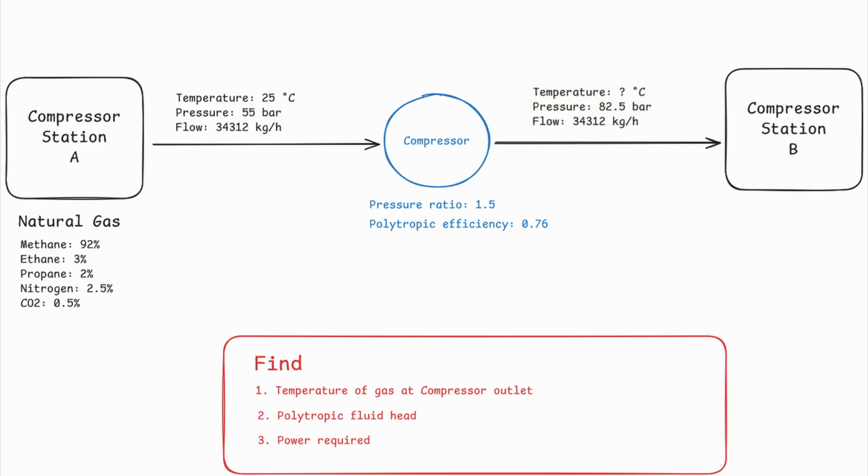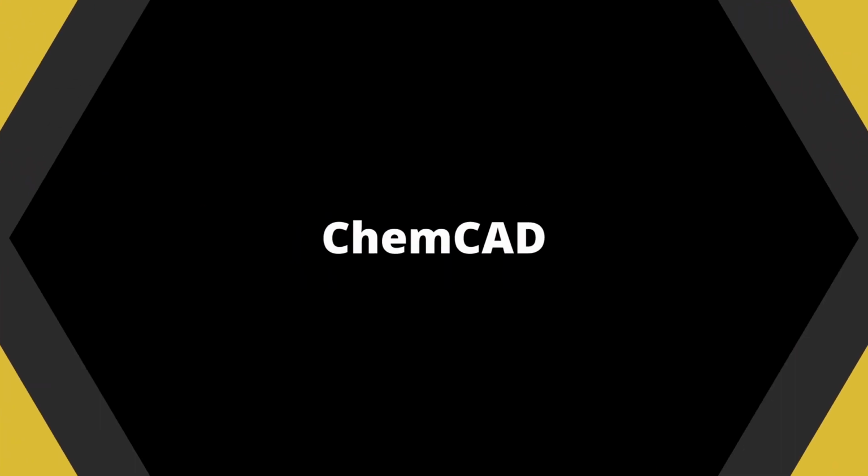Ultimately, ChemCAD must give us three crucial answers for this compressor design. 1. The outlet temperature of the gas. 2. The polytropic fluid head. And 3. The total power required for the motor. Let's start the simulation. Okay, let's start the setup.